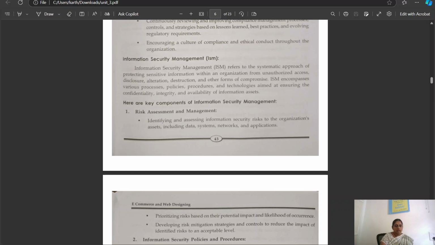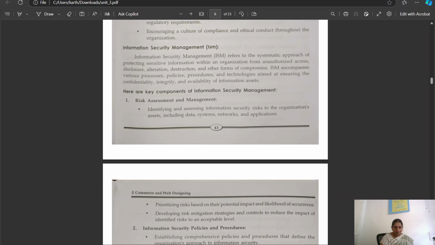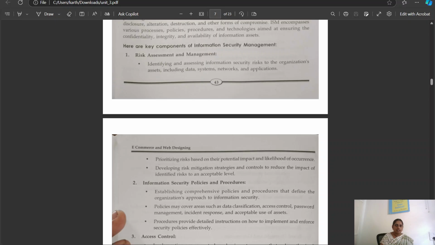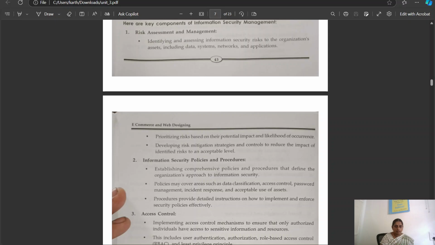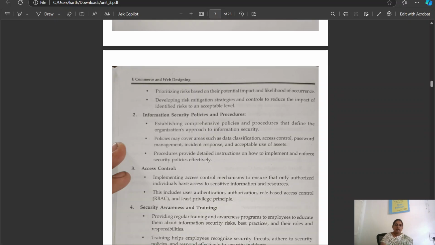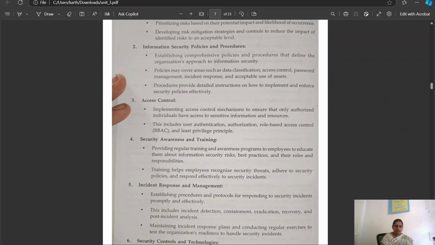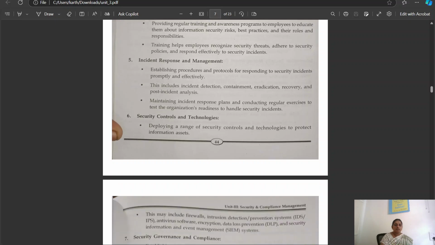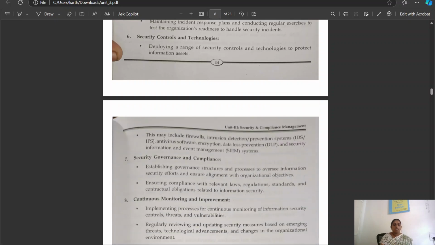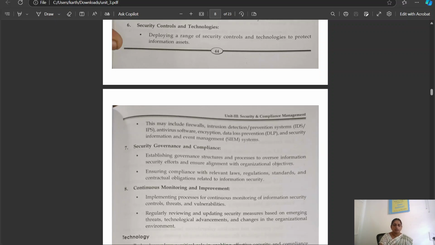And the first one is risk assessment and management. Identifying and assessing information security risks to the organization's assets, including data, systems, networks, and applications. Prioritizing risks based on their potential impact and likelihood of occurrence. Developing risk mitigation strategies and controls to reduce the impact of identified risks to an acceptable level. And the next ones are information security policies and procedures, access control, security awareness and testing, incident response and management, security controls and technologies, security governance and compliance, and continuous monitoring and improvement.